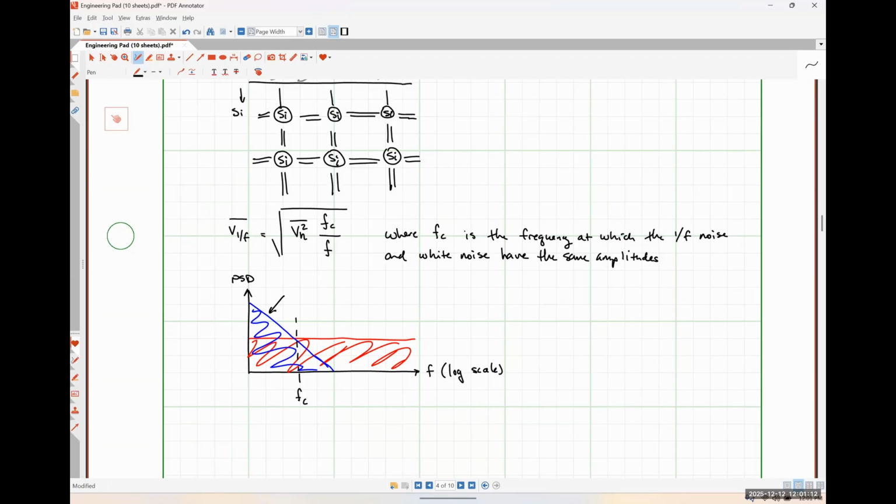So this line is 10 log V 1 over F squared. And this line right here is just 10 log our white noise power spectral density.